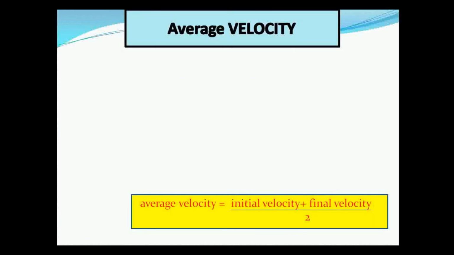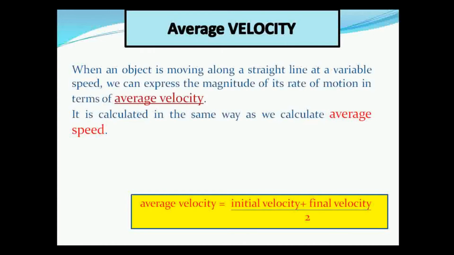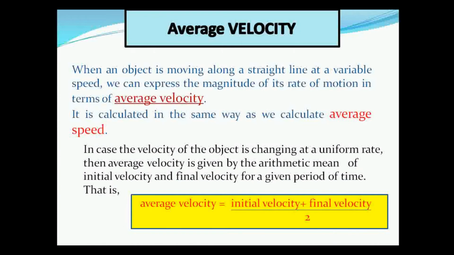Average velocity. When an object is moving along a straight line at a variable speed, we can express the magnitude of its rate of motion in terms of average velocity. It is calculated in the same way as we calculate average speed. In case the velocity of the object is changing at a uniform rate, then average velocity is given by the arithmetic mean of initial velocity and final velocity for a given period of time. That is, average velocity equals initial velocity plus final velocity upon 2.